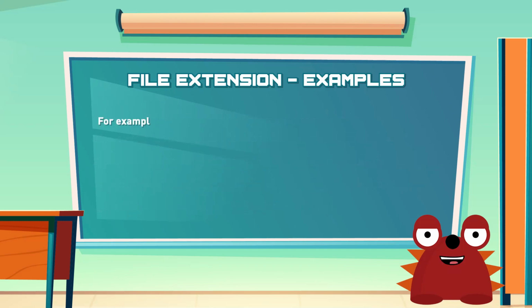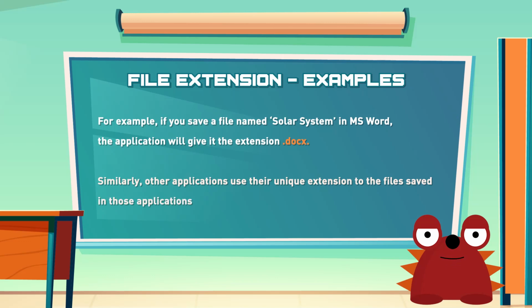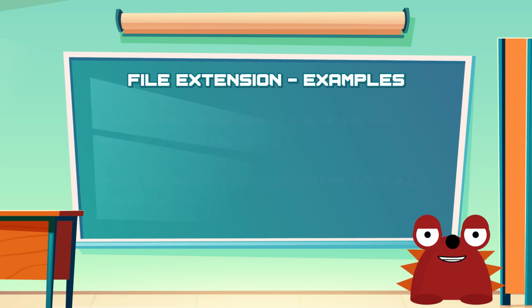For example, if you save a file named Solar System in Microsoft Word, the application will give it the extension .docx. Similarly, other applications use their unique extensions for the files saved in those applications. Here are some of the file types and their extensions. Yes, they are the default file extensions.